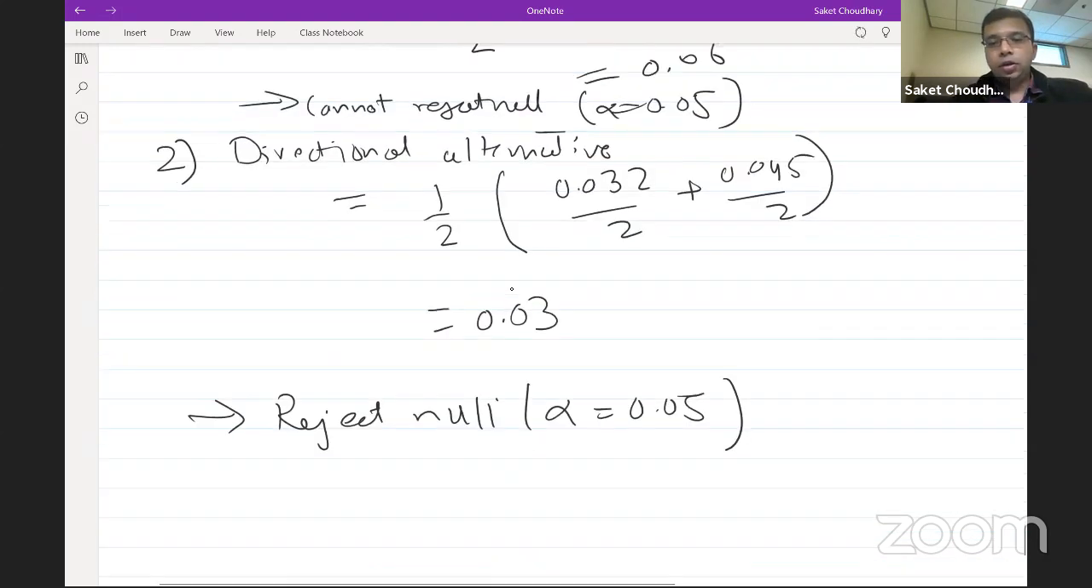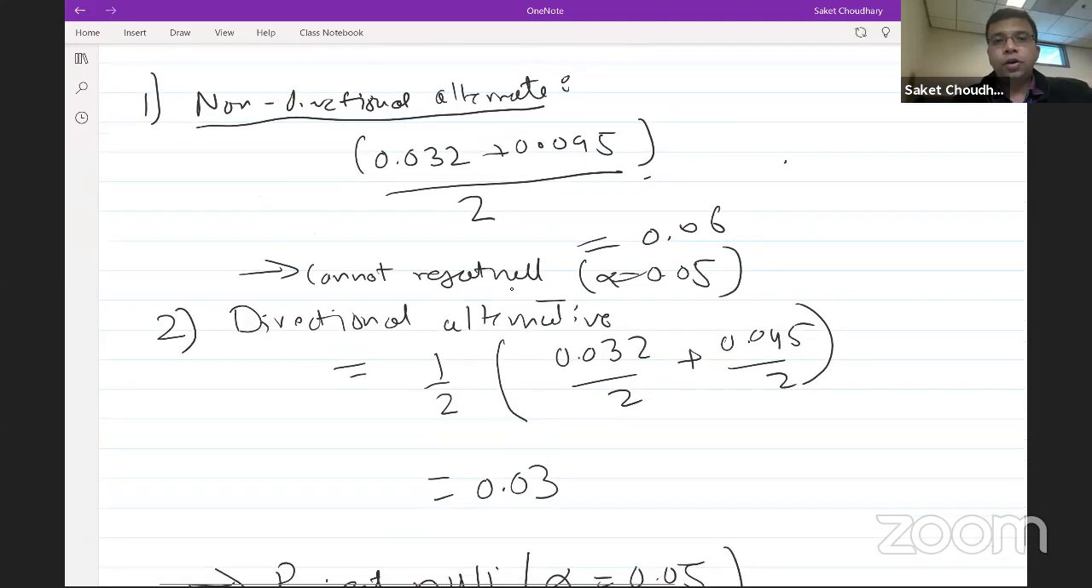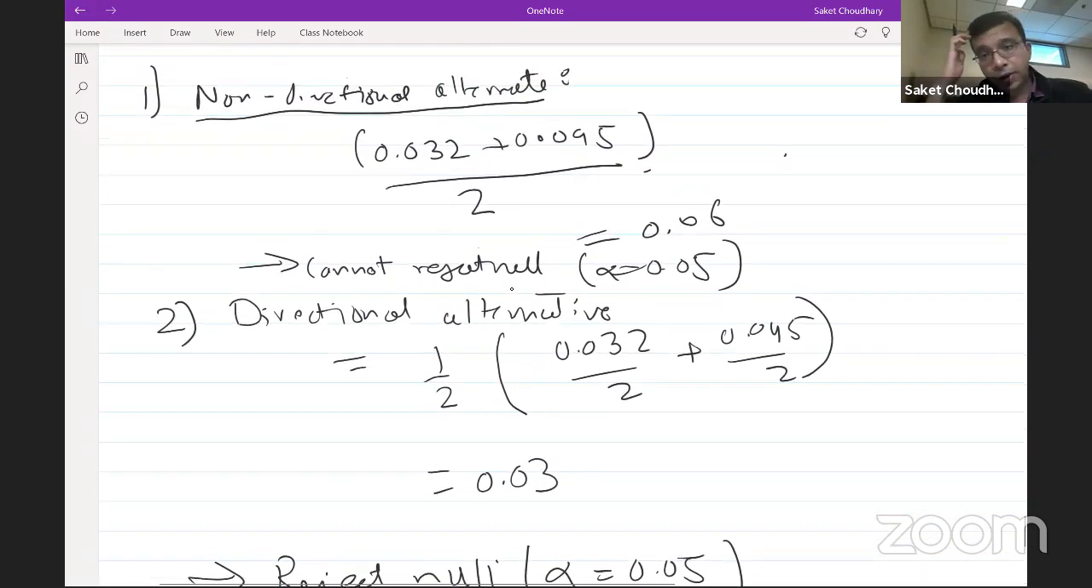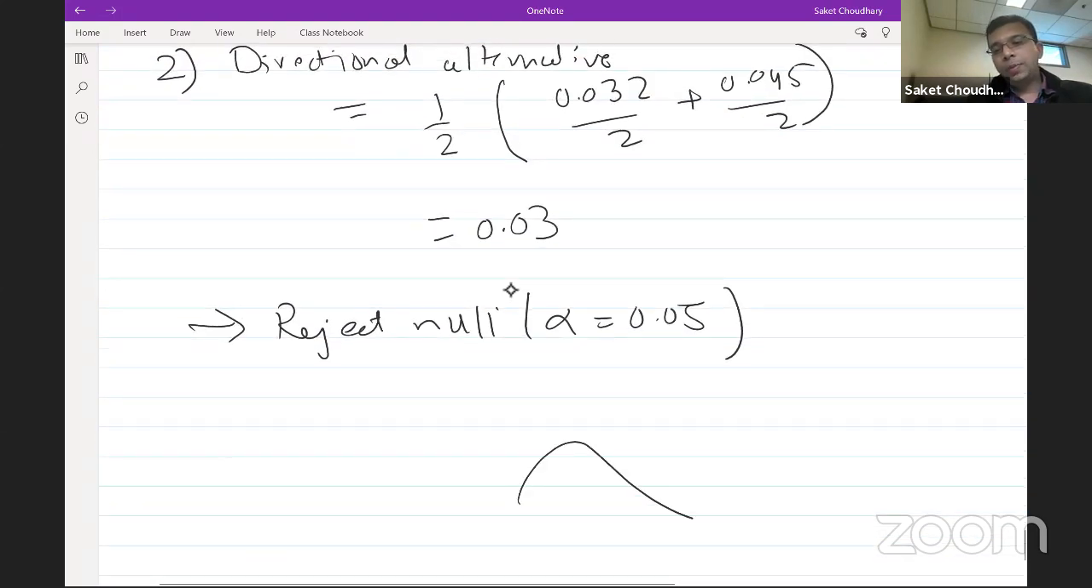Okay, and you'll find this very surprising. I cannot reject the null in case of the non-directional version, but I can reject the null in case of the directional version. And the entire reason that's happening is because we have an effect which is much more significant in one direction. And that direction happens to be the direction that we are interested in.